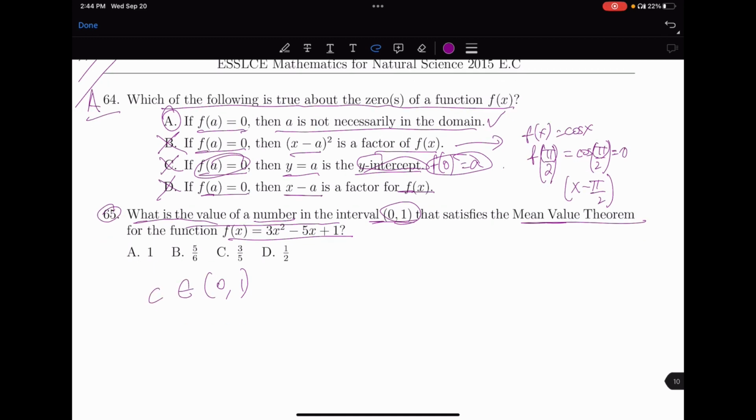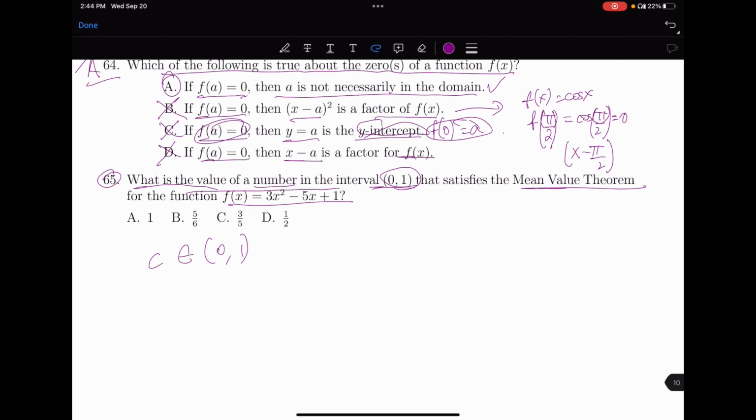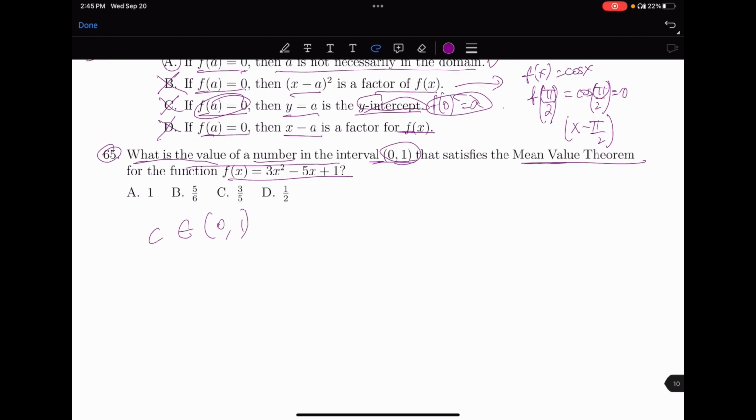So what does the mean value theorem state? The mean value theorem states that if f is a continuous function on the closed interval ab, differentiable on the open interval ab, then there exists a point c, an element of the open interval ab, such that f derivative at c equals the slope of the line passing through the points a comma f of a and b comma f of b.